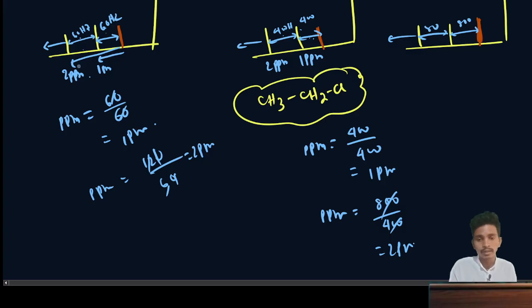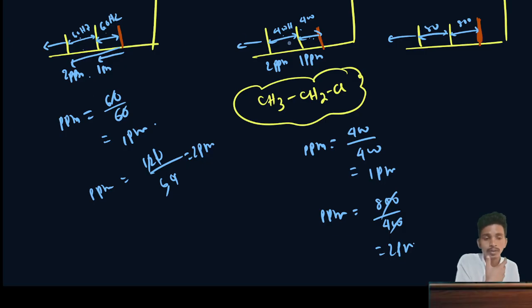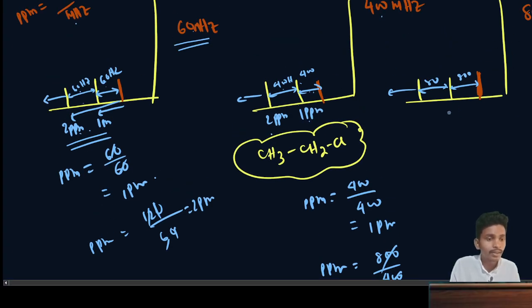This means that whether you are using 60 megahertz or 400 megahertz, in both cases the chemical shift values are the same. Here also 1 ppm, here also 2 ppm. Similarly here also we will get 1 ppm and 2 ppm.